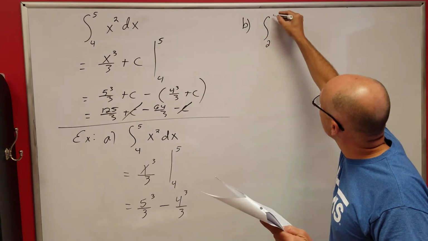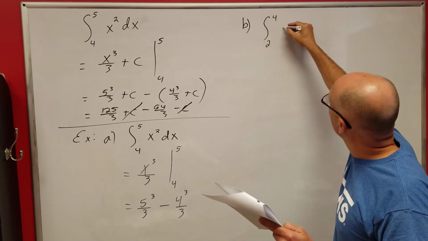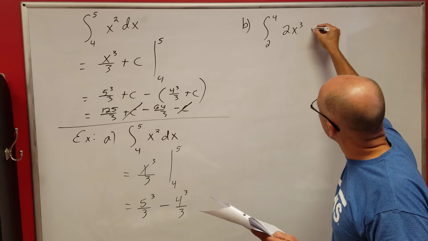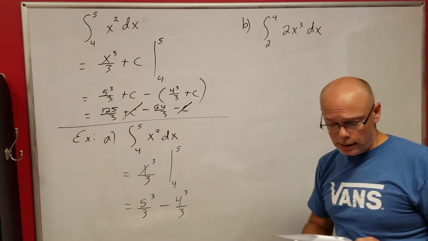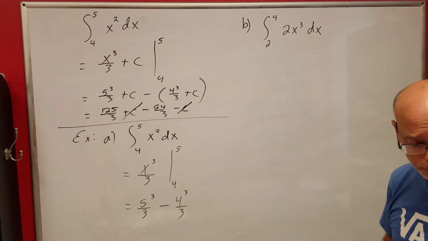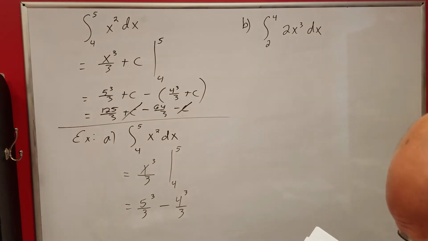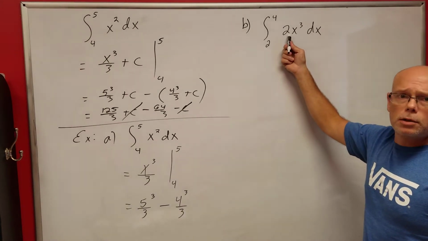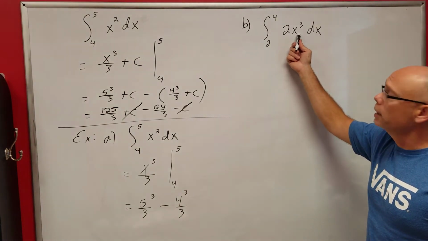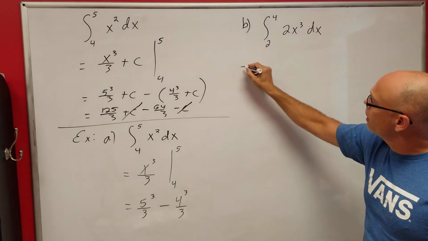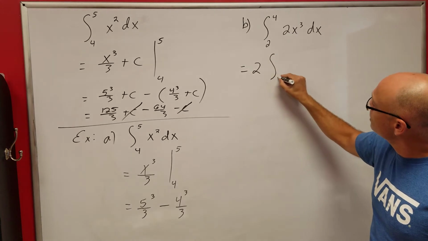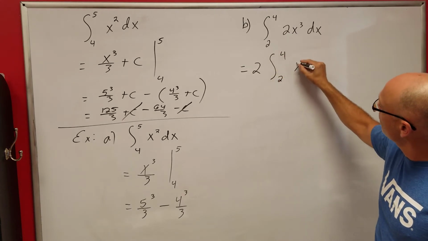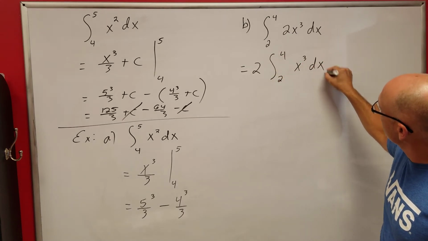All right, so let's say from 2 to 4, 2x cubed dx like this, okay? Now, what we learned in the last section was, what can we do with this 2 if it's being multiplied by the integrand? I can pull it to the outside of the integral sign and write 2 times the integral from 2 to 4 of x cubed dx.